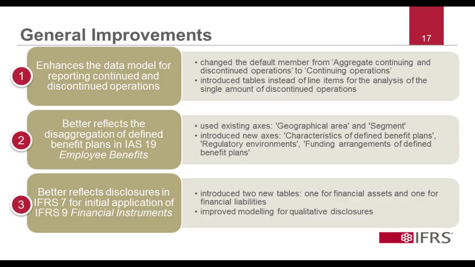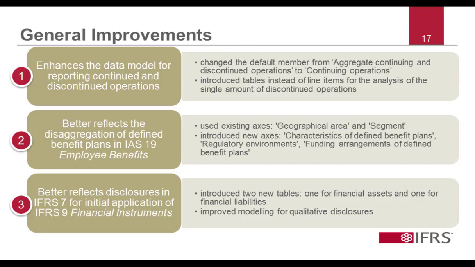The second general improvement area includes changes to a number of axes that will apply to all the tables reflecting the disclosure requirements in IAS 19. In particular, we incorporated 2 existing axes in the IFRS taxonomy into those tables and added 3 new axes as well. Those changes are intended to better reflect the segregation disclosures related to defined benefit plans.